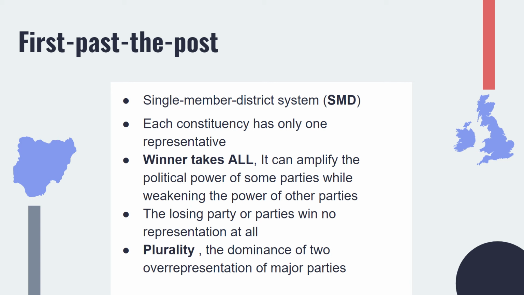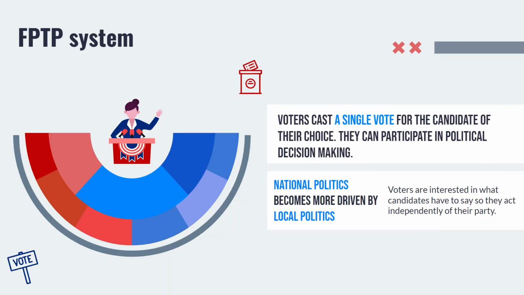It can amplify the political power of some parties while weakening the power of the other parties. Therefore, the losing parties win no representation at all. Also, there will be over-representation of major parties. If you look at the left, you can see the blue and red parties have taken over the legislature, which is characteristic of FPTP, a two-party system.